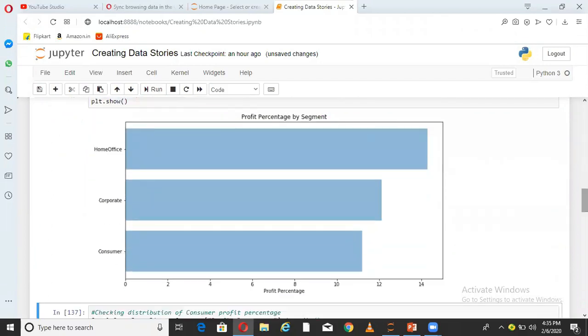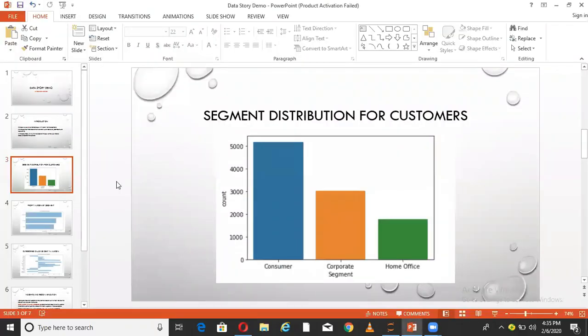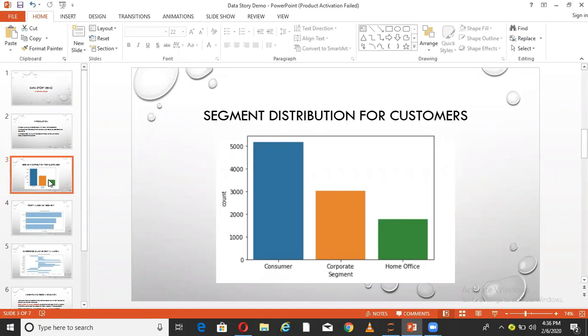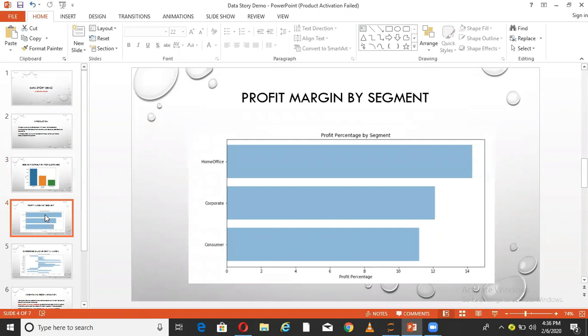If you can see, home office has the highest profit percentage, more than 14%. On the other hand, consumer has the lowest, close to 11%, and corporate has close to 12%. So this information also goes in the data story. What we can see here is that more transactions are from consumer, but when we saw the profit percentage, consumers give the least profit percentage. On the other hand, home office, which is lowest in transaction terms, has the highest profit percentage. So this is a story point that we can present to the business.